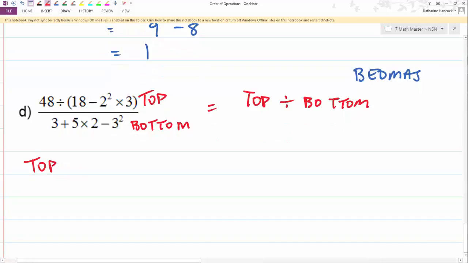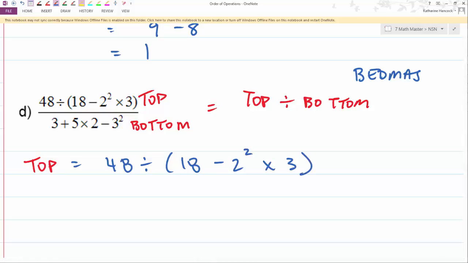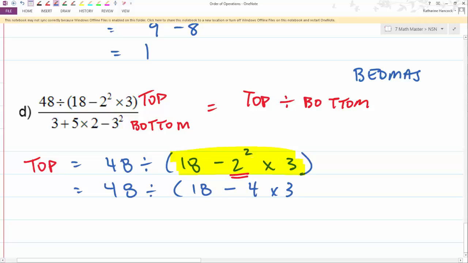So here's the top. The top is 48 divided by bracket 18 minus 2 squared times 3. So BEDMAS says we have to do these brackets first. And inside the brackets, I'm going to do the exponents first. So that'd be 48 divided by 18 minus, 2 squared is 4, times 3. So I'm done brackets, exponents. Next, I have to do the multiplication. And 4 times 3, writing out everything the same way it was, 4 times 3 is 12.